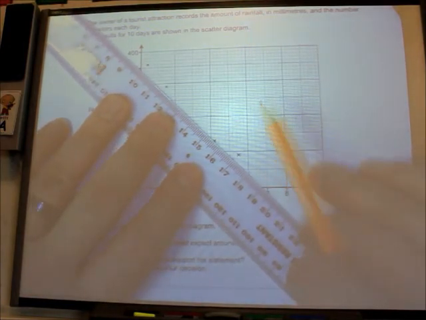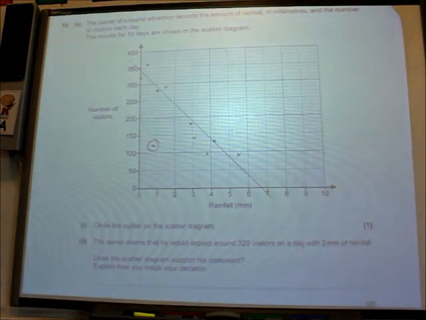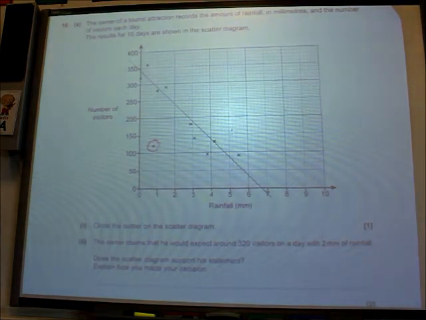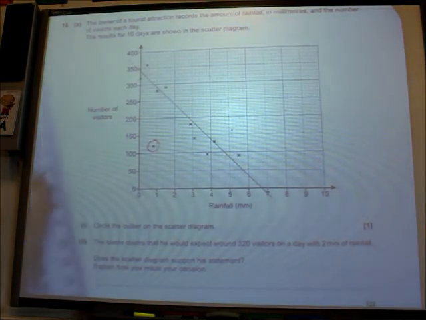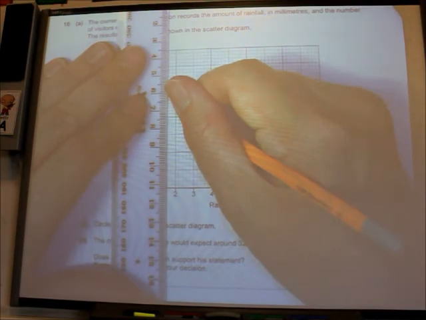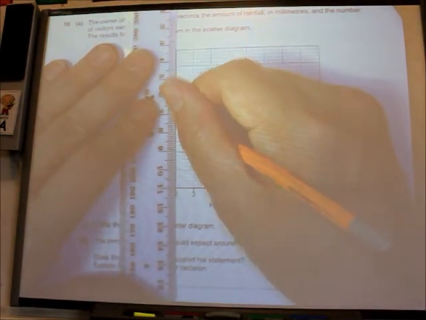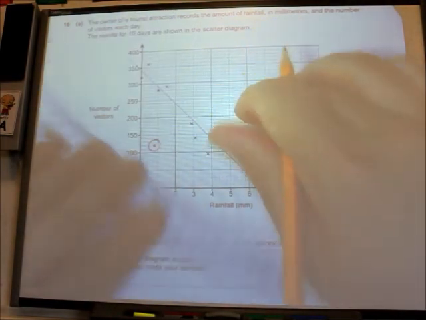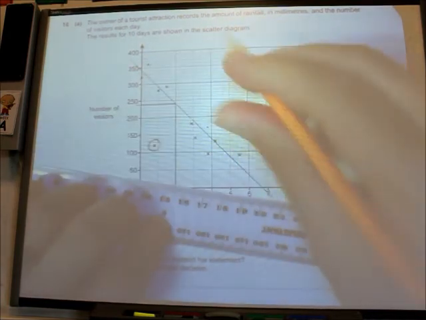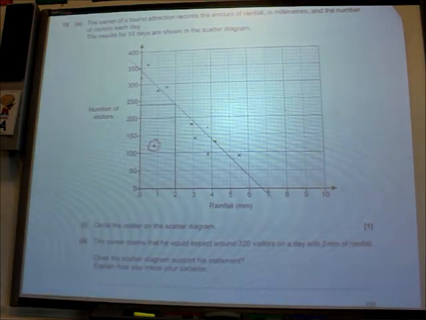A see-through ruler makes this a lot easier. I reckon that is something like it there. So there's my line of best fit. That'll do. Right, 320 visitors on a day with 2 millimetres of rain. So 2 millimetres of rain, going up like that. And how many visitors would he get? I reckon he would get 240.